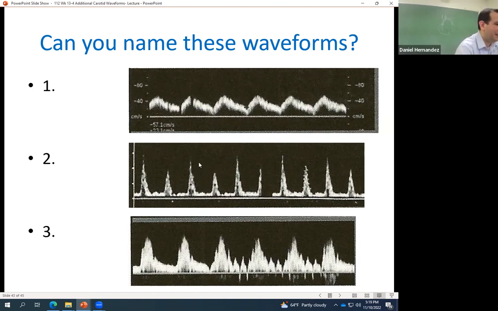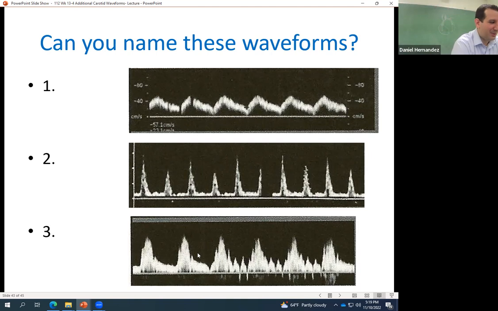Yep. With pulsus paradoxus, it would follow their breathing. With inspiration, you get a series of larger ones. No, sorry, I did it the other way around. Inspiration, you get a series of smaller ones. Expiration, a series of larger ones. With pulsus paradoxus, you'd see a bunch of small and then a bunch of larger ones following their breathing.